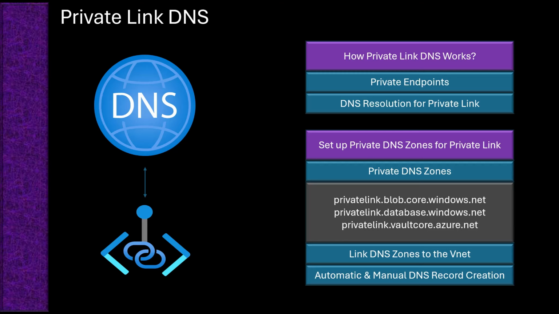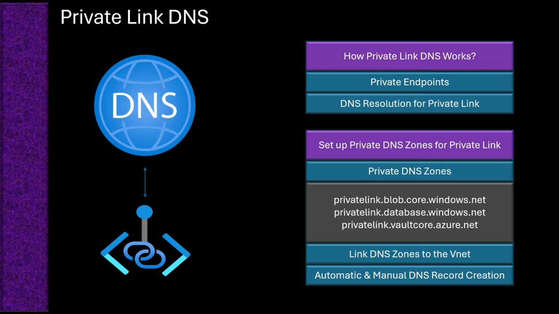Let's unpack now what is Private Link DNS. Private Link DNS is a solution designed to help you securely access Azure services over a private endpoint within your virtual network. By using Private Link, traffic to Azure resources remains within Azure's backbone network. This ensures enhanced security and performance.